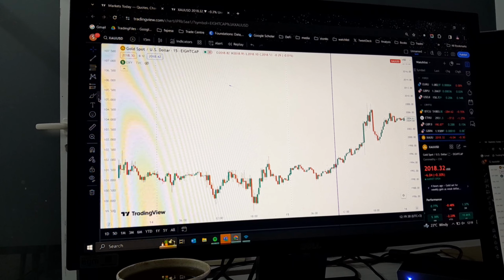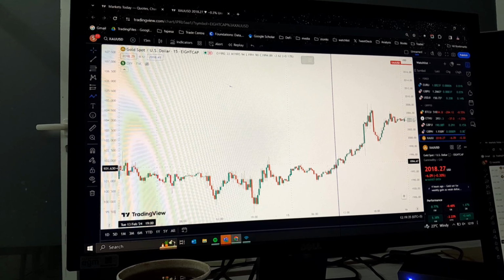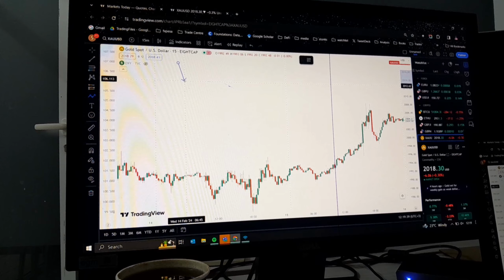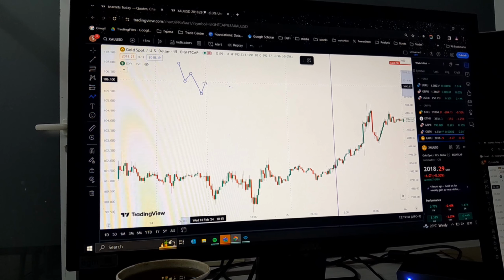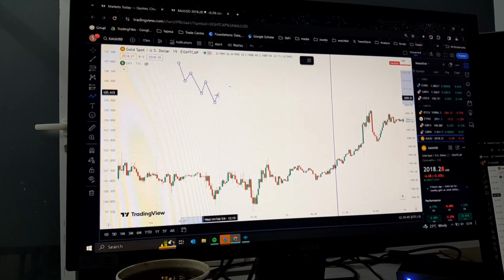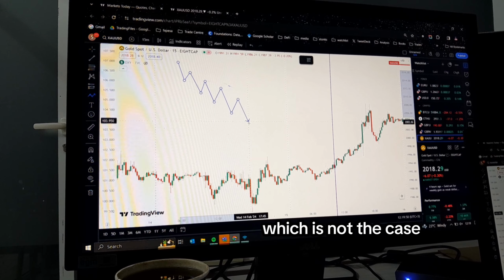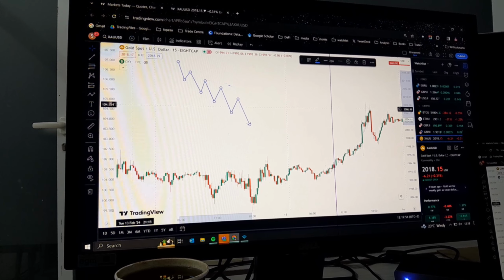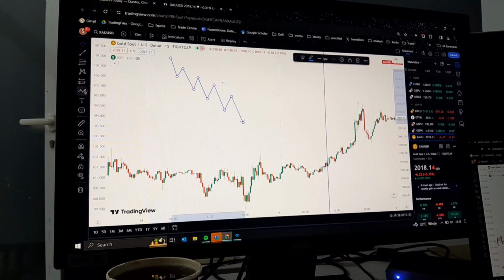Introduction to the strategy. As we are all taught, the market trends in this form. This is how we are taught that the market trends. Now this will be regarded as a downtrend, but in real sense the market structure will look something like this.